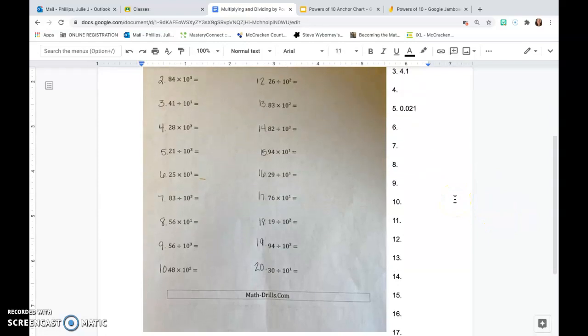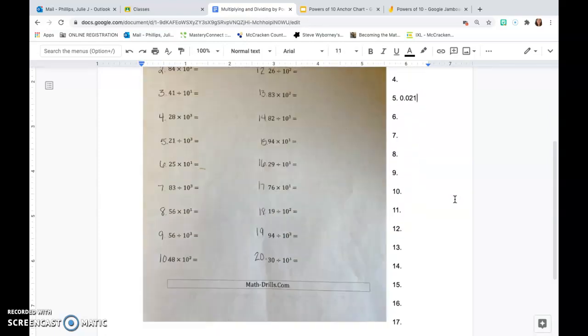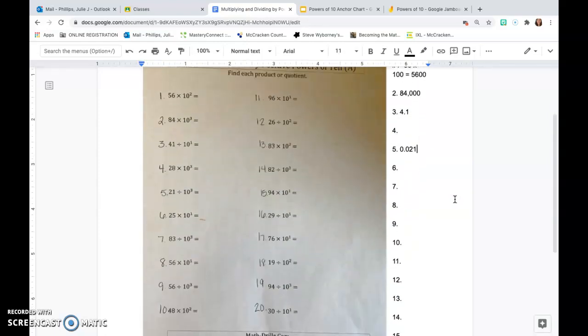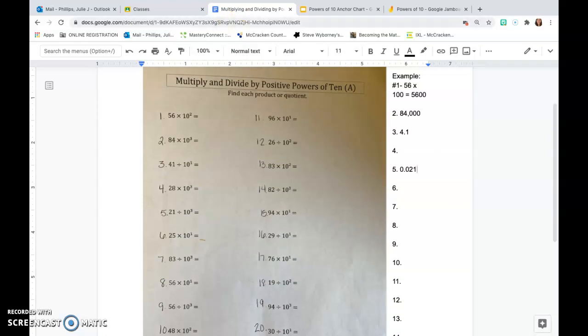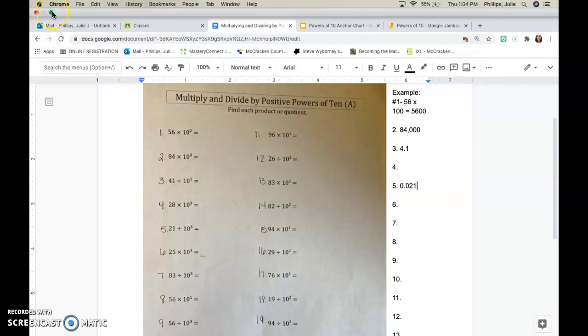Okay, you guys are going to be finishing the rest of that. Remember, it goes all the way to 20. Finish that on your own, and then make sure you turn it in on Google Classroom.